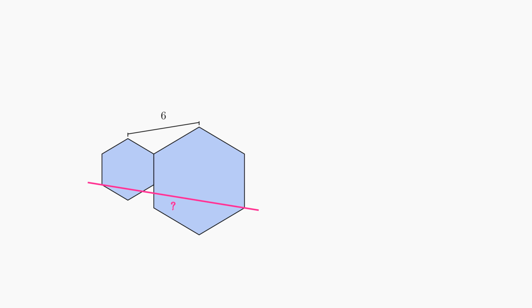Two regular hexagons share a vertex and part of an edge. Let's find the length of the pink line. We're told the distance between the top vertices is 6. We need to find the length of this pink line connecting the bottom vertices.